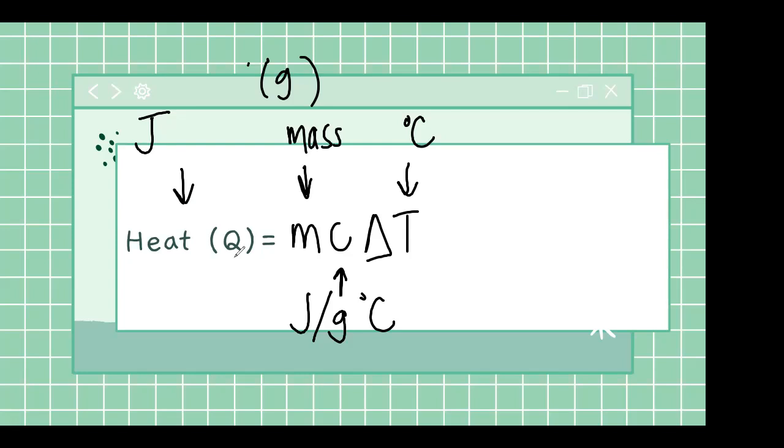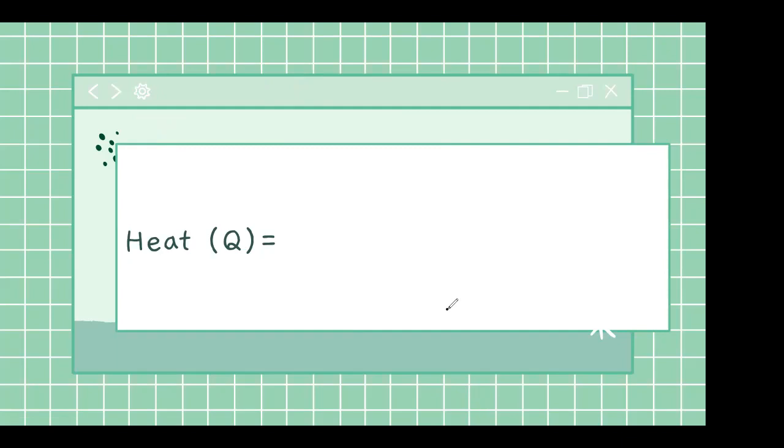But does anyone have any questions on the formula itself? Or do we just want to go straight into the practice problems? Okay, so we can just go straight into it. Oh, sorry, by the way, delta T, if you don't remember, is temperature final minus temperature initial.